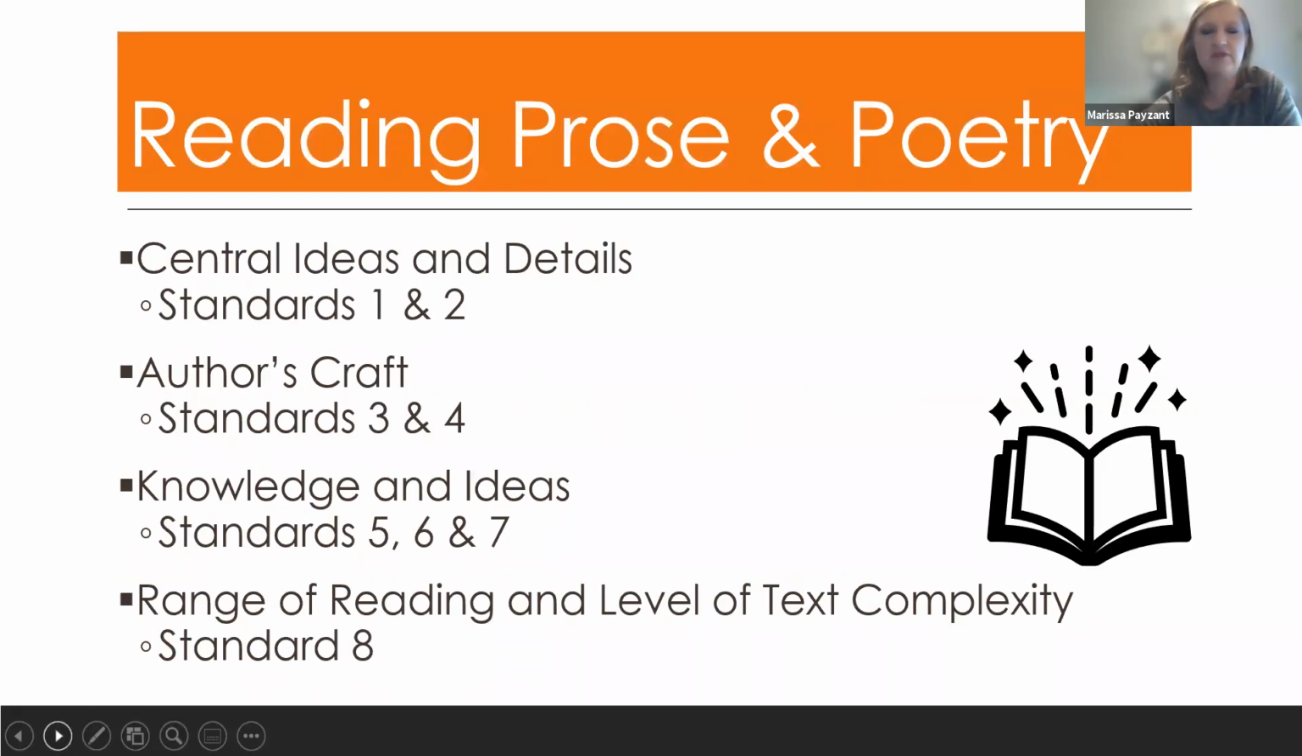Okay, both of these sections, and again, these are our reading comprehension standards that were grouped all together in the prior standards document, are now split apart. But each of them is organized the same. So you have 2 standards for the central ideas and details, 2 standards for author's craft, 3 standards for knowledge and ideas, and then a brand new addition to our 2021 standards, this range of reading and level of text complexity. That is standard 8 at each grade level.